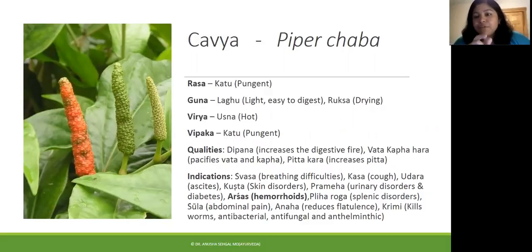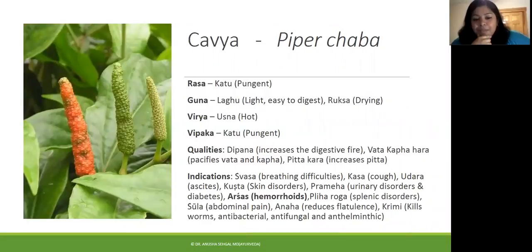So it's a different species of the plant. The botanical name is Piper chaba. It's also, again, katu rasa. The gunas are laghu, easy to digest, and ruksha, drying. Here the virya is ushna and the vipaka is katu. Here the fruit is not madhura vipaka, but the vipaka is katu.